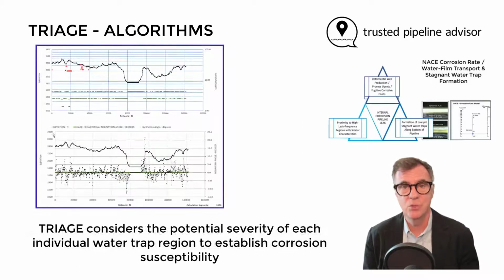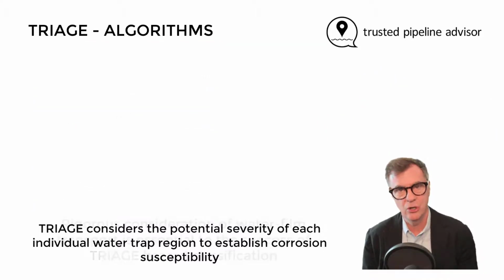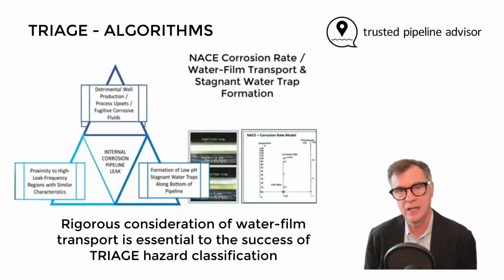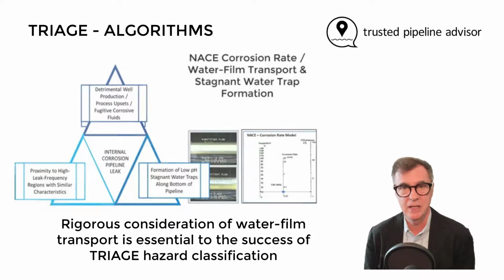Whereas the NACE standard DeWaard and Williams corrosion rate models are static models that imply corrosion will occur uniformly along a pipeline, the TRIAGE algorithms consider the implication of water film transport and the inclination angle of the pipeline profile to establish the likelihood and the severity of any potential stagnant water trap that may occur in the pipeline. Consideration of dynamic water film movement within the TRIAGE model is an essential element to the corrosion triangle assessment accuracy.